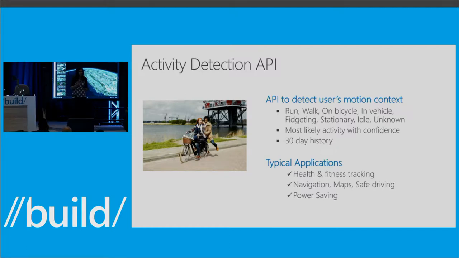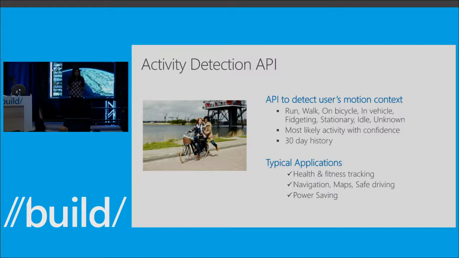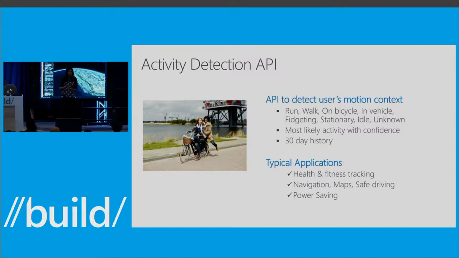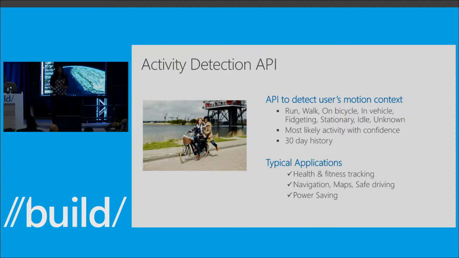The difference between idle and stationary is, if the state is idle, it means that the device is not with the user, but is left on a table. And if you don't know the activity, then unknown would be returned. The API also returns the most likely activity with the confidence of high or low. You can also get 30-day history.